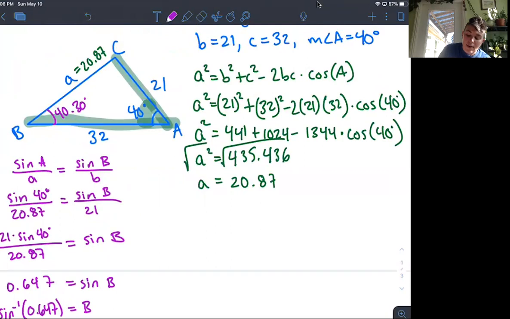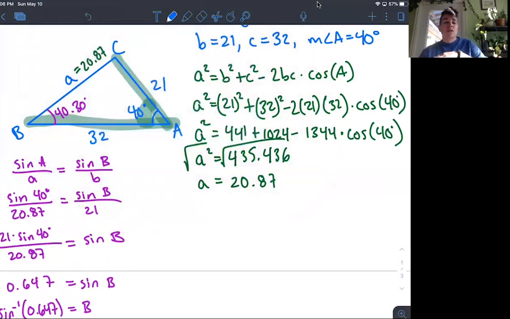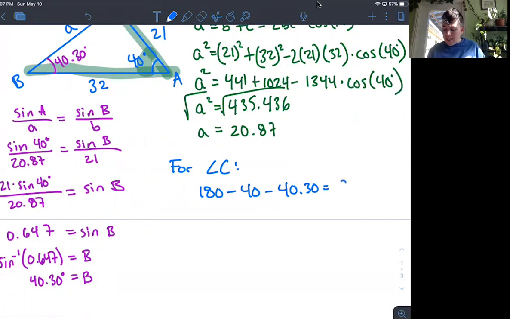All right, y'all, I know all three sides and I know two angles. So how, pray tell, might I figure out that angle right there? I can't hear you. So if you were saying, Ms. Ray, we totally just subtract those angles from 180 degrees because all the angles in a triangle add up to 180 degrees, congratulations, you were exactly correct. So I'm going to do that real quick. For angle C, 180 minus 40 minus 40.30 equals 99.70.